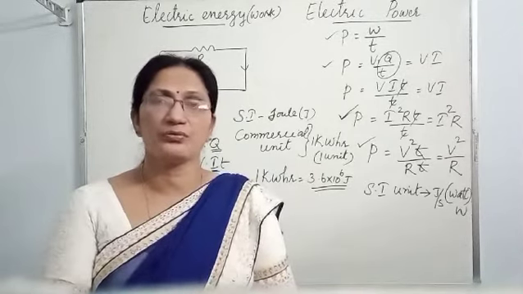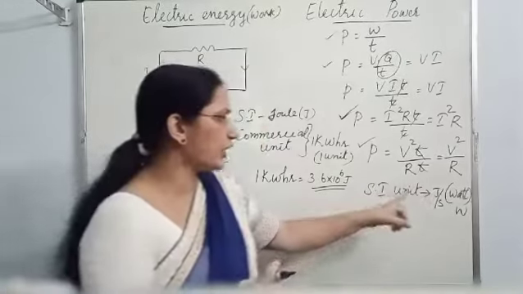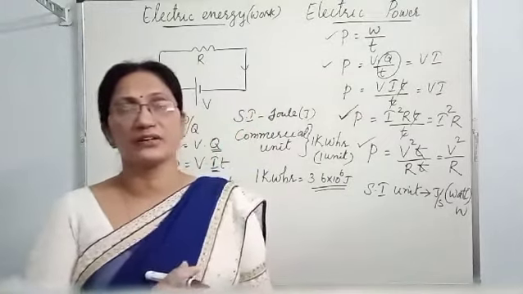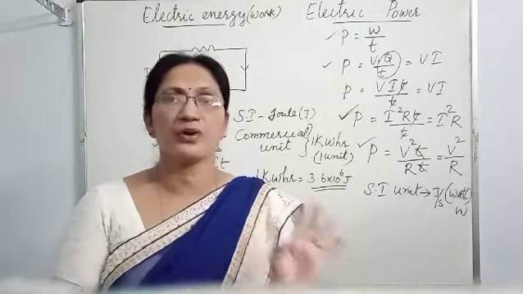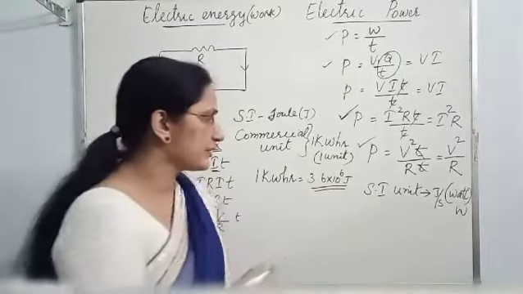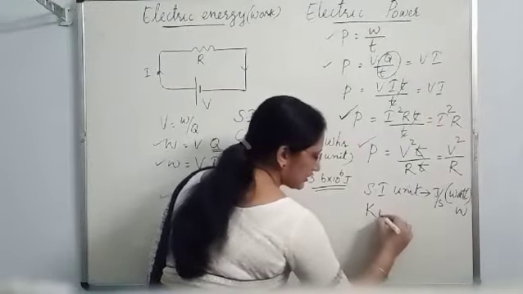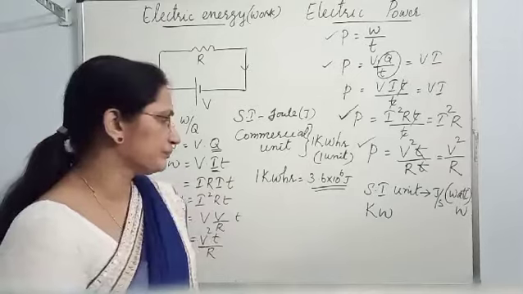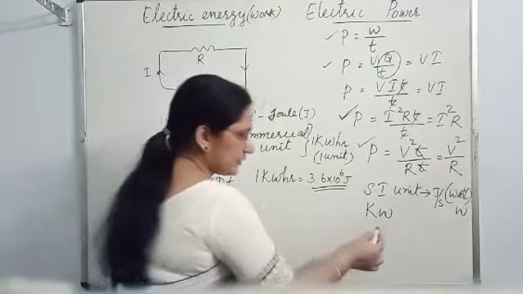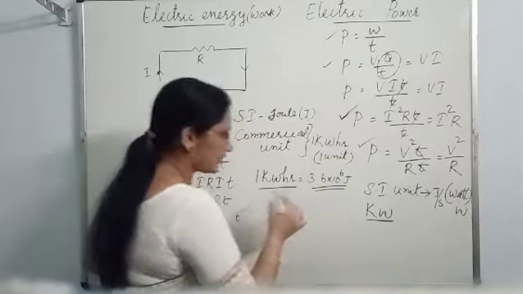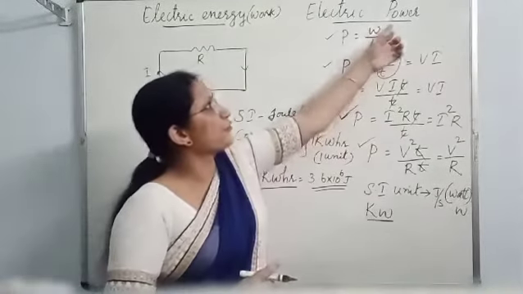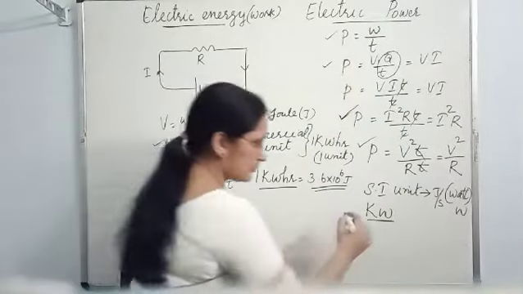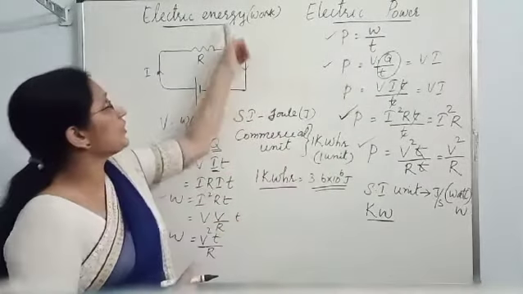When a device consumes 1 joule of energy in every 1 second, we can say power of that device is 1 watt. So remember, 1 watt means 1 joule per second. Then it has bigger units like kilowatt, megawatt and all. These are the higher or multiple units of power. Now just listen here. What is the difference between kilowatt and kilowatt hour? Kilowatt is the unit of power. 1 kilowatt is 1000 watt. Then kilowatt hour is a unit of electric energy.